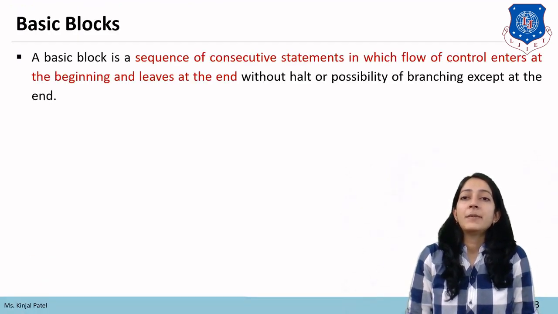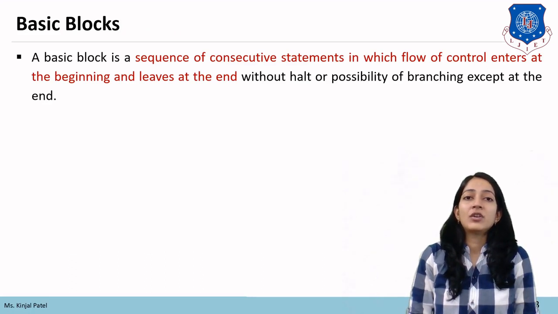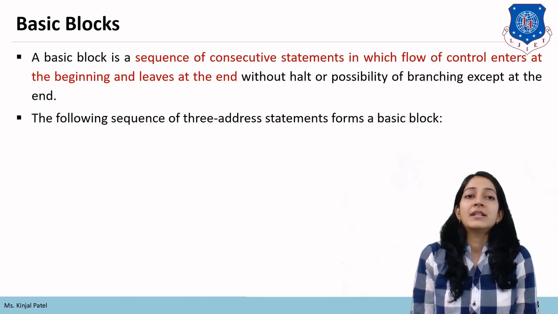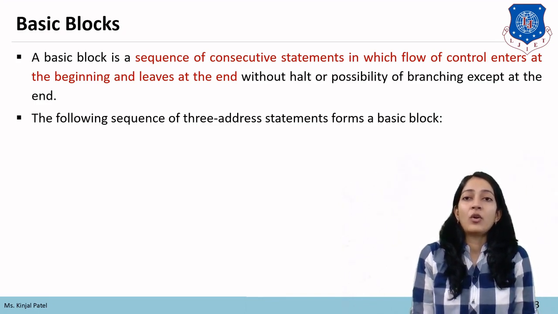So first, what is a basic block? A basic block is a sequence of consecutive statements in which the flow of control enters at the beginning and leaves at the end without halt or possibility of branching except at the end. Means the continuous execution of statements is known as a basic block. So in a basic block there can't be a flow of control which goes toward another statement. There should be continuous execution of a basic block.